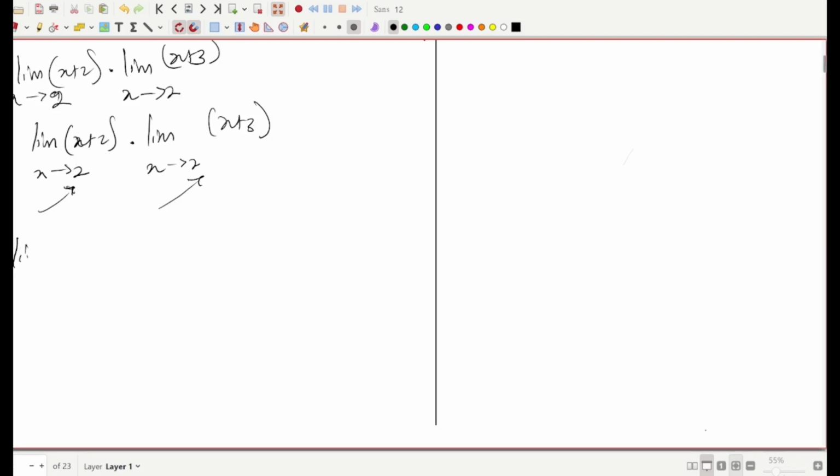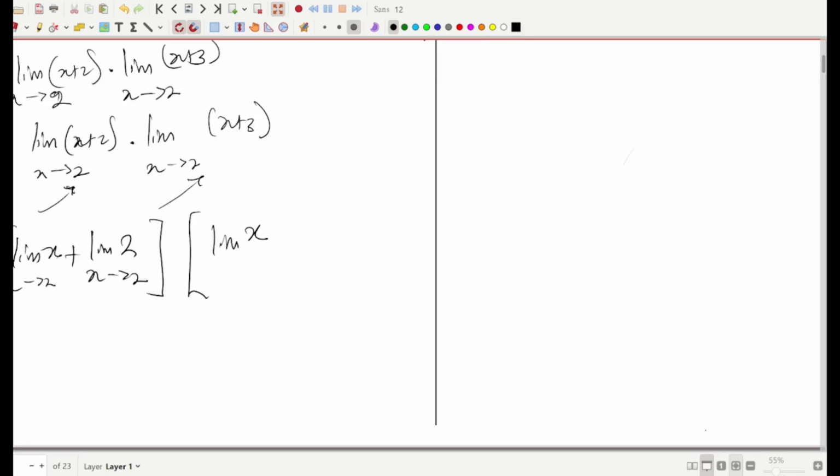I mean the sum rule, sorry, it's actually the sum rule. We are applying the sum rule because we have x plus 2, and here we also have x plus 3. So the limit of x as x approaches 2 plus the limit of 2 as x approaches 2, all in parentheses, multiplying the limit of x as x approaches 2 plus the limit of 3 as x approaches 2.